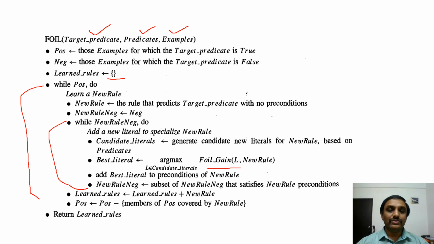So by using this inner loop, we are finding the new rules. These new rules we add to the learned rules set. Here, considering one positive example, we take one new rule, and that new rule we add to the learned rules set. After that, the positive examples covered by that rule are eliminated from the positive example set. We repeat this process until our positive example set becomes empty. After that, we return the learned rules.